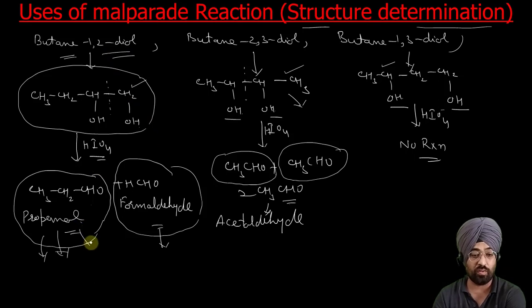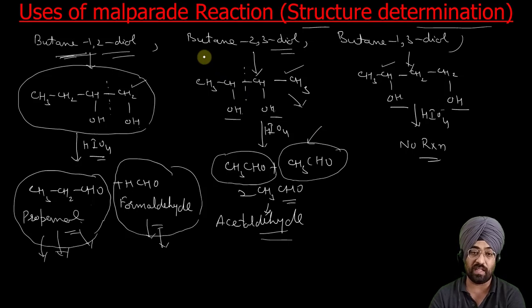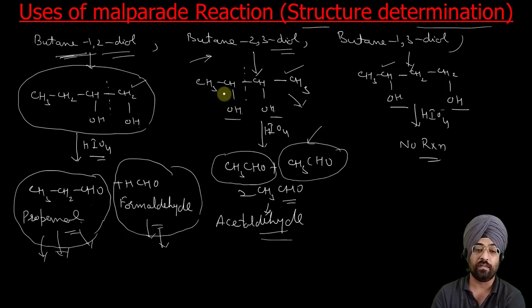So if we get these two products after the Malaprade reaction, then we will say that our reactant is butane 1,2-diol. If we get 2 moles of acetaldehyde, only acetaldehyde formed, then we will say this can be obtained from butane 2,3-diol. So we can relate the structure of the products with the structure of the reactant by applying our knowledge of the Malaprade reaction. That is how you can use this reaction to determine the structure of your diol.